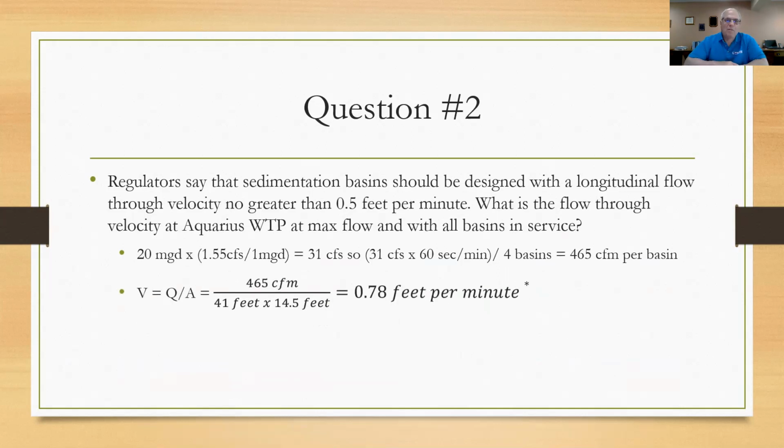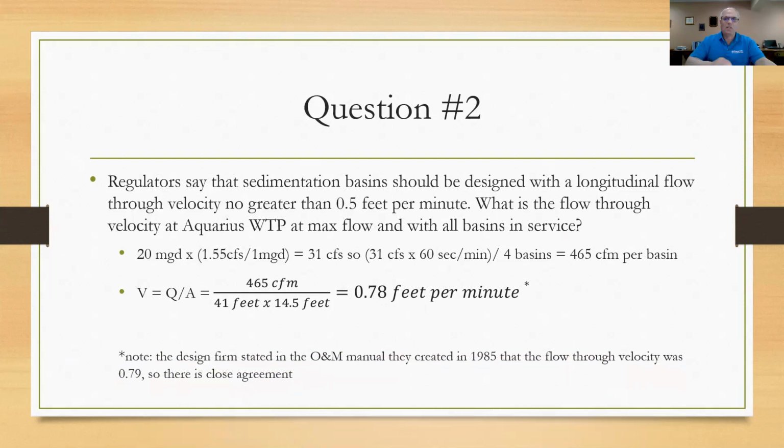So now I can set up my problem, V equals Q over A. I'm going to set up the 465 cubic feet per minute, and each basin is 41 feet by 14.5 feet. And I come up with 0.78 feet per minute as a flow-through velocity. I've got a little asterisk here because I want to explain something to you. Again, this plant was built in 1980, or put online in 1985. It was built the year before that.